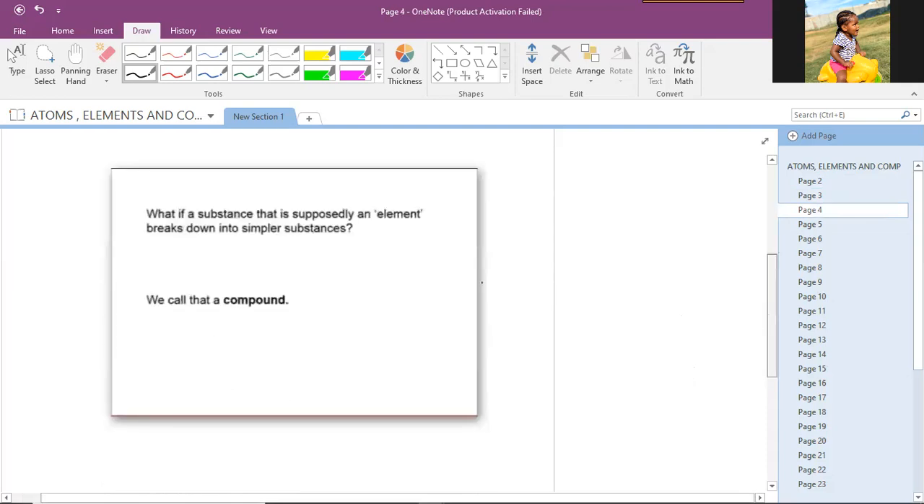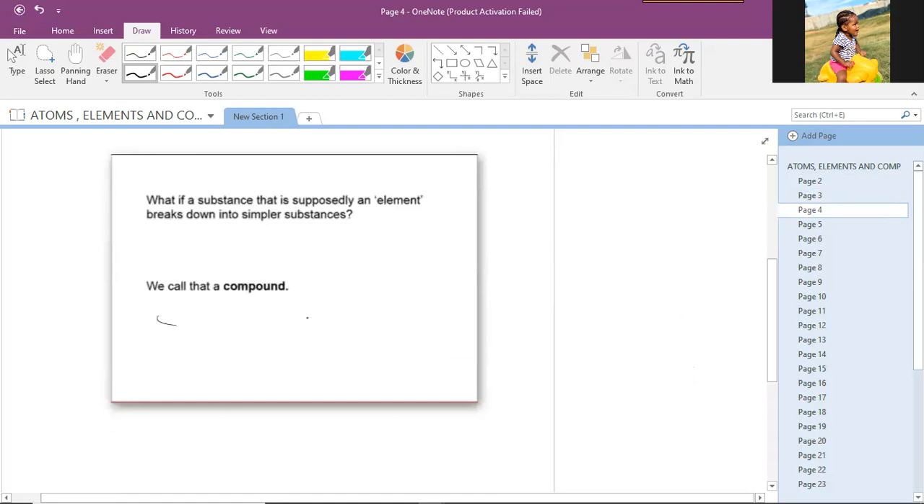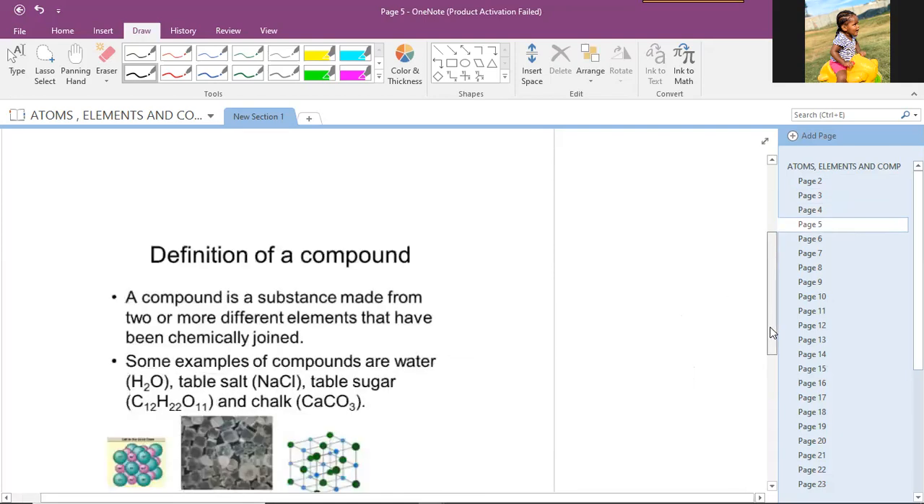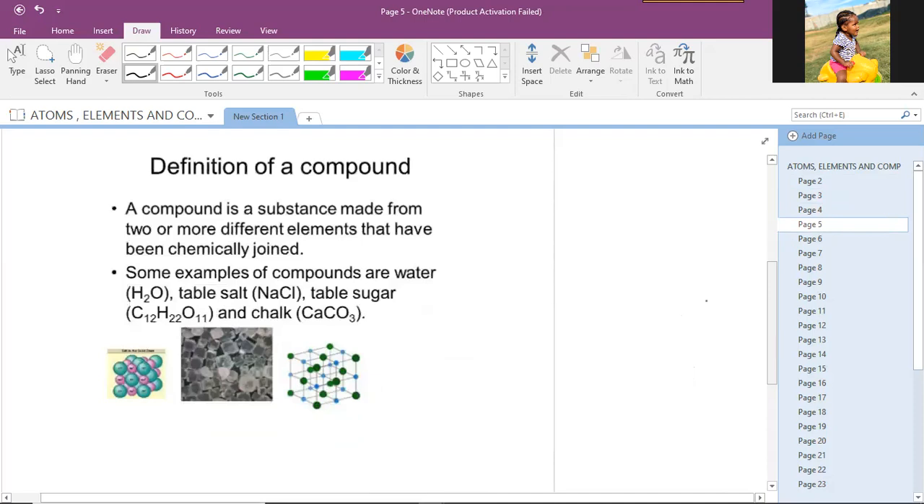So yes, this is what I was saying. We call this substance a compound from what I'm explaining. All right, so let's actually look into the actual definition of a compound. I already gave the definition, but we can say a compound is a substance made from two or more different elements that have been chemically joined together.